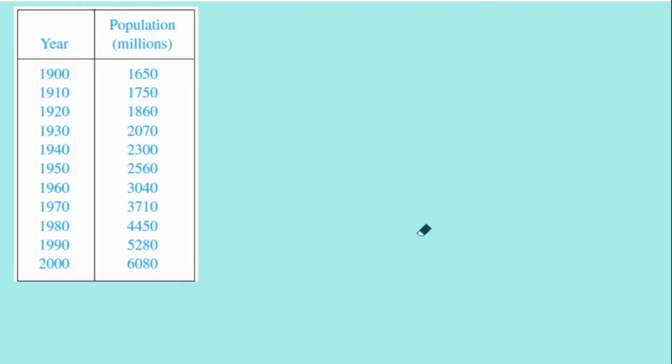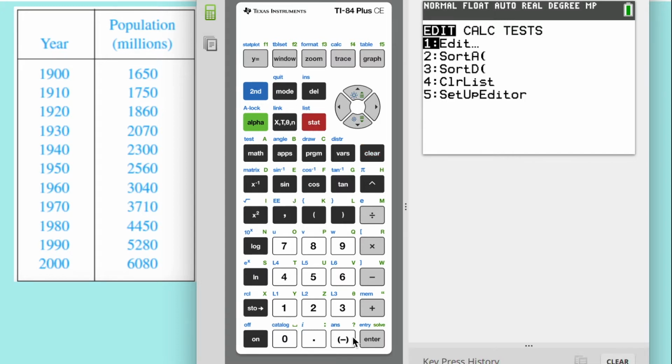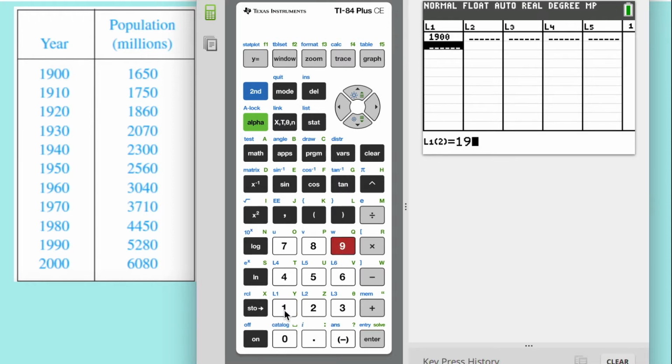So the first thing we're going to do is take our set of data and put it into our calculator. In our calculator, the first thing you do is hit Stat, which is right here. Then you're going to hit Edit, so Enter. And then we're going to put the years in list 1, and the population in list 2. The way you do that is you do 1900, hit Enter, and then it goes to the next line. So 1910.